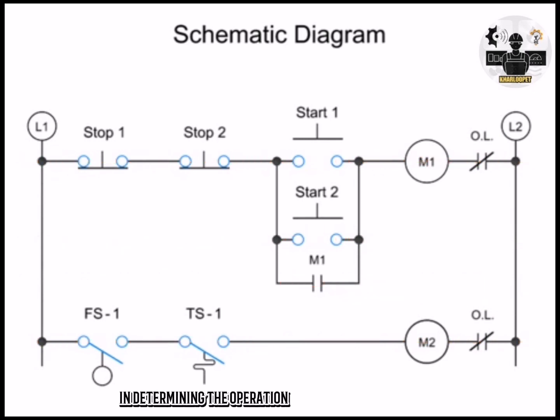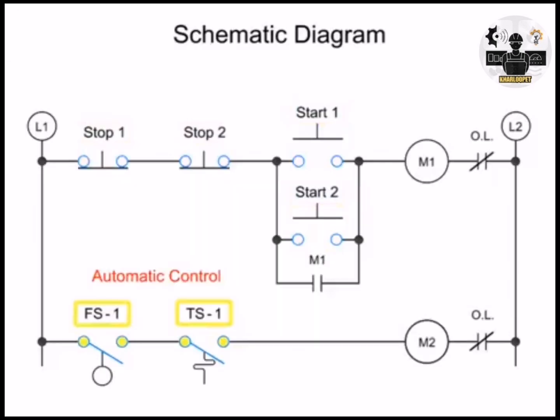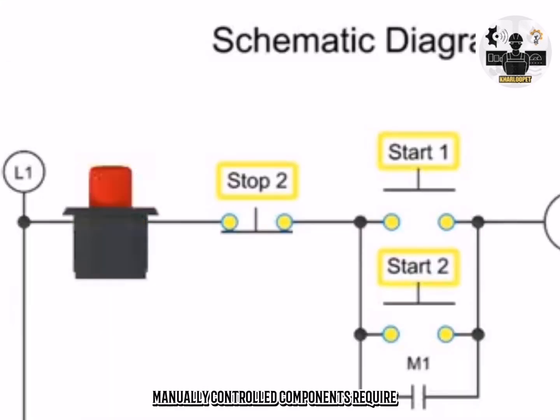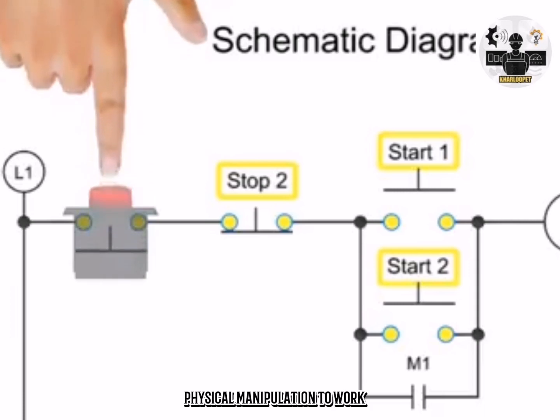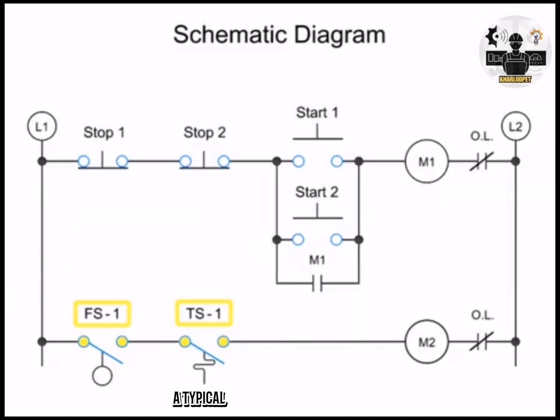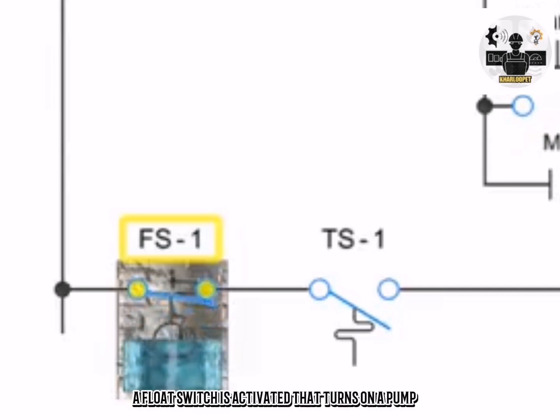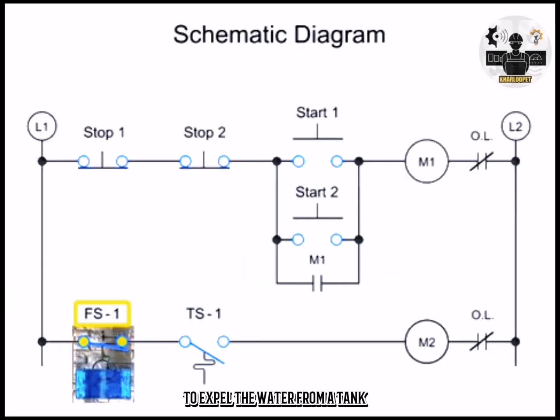In determining the operation of an electronic circuit, it's important to consider whether a switch functions manually or automatically. Manually controlled components require physical manipulation to work. Automated components turn on and off without manual intervention. A typical example is a float switch found in a sump pump. When rising water reaches a certain level, a float switch is activated that turns on a pump to expel the water from a tank.